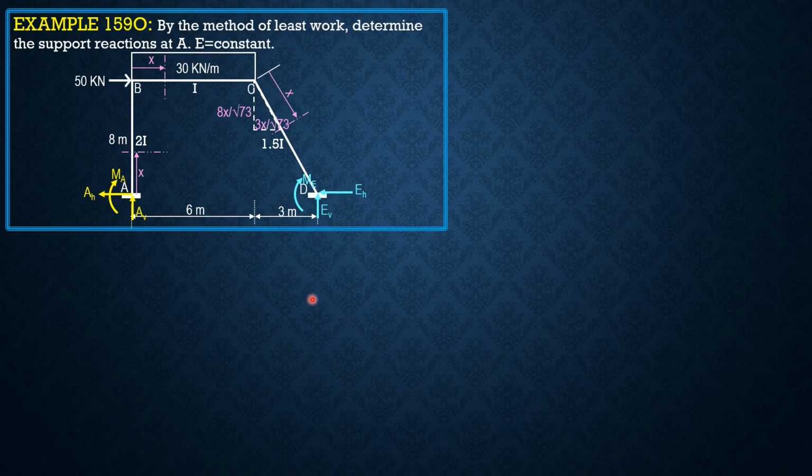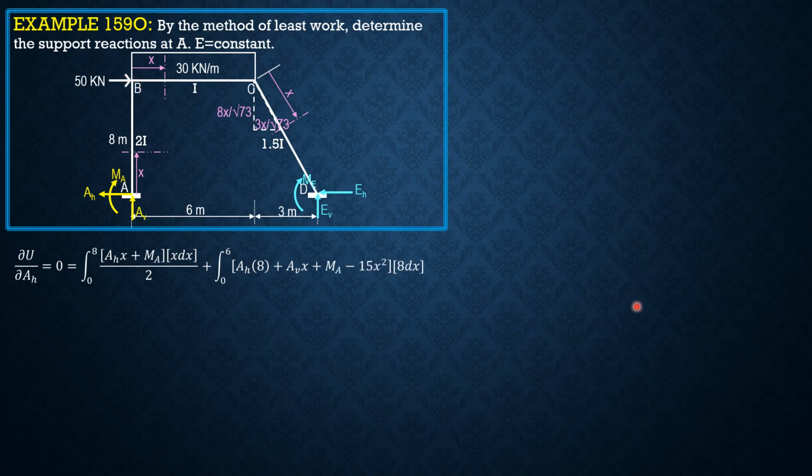So first, partial of U with respect to AH, the first redundant, equals 0, and it is equal to the integral of quantity 0 to 8 of AH times x plus MA. Differential derivative is x dx over 2 because the moment of inertia is 2. For the next segment, plus AH times 8, then plus AV times x plus MA minus 15x squared. Derivative is 8 dx. So we don't need to divide because the moment of inertia is 1.